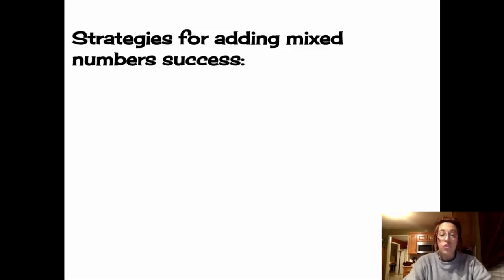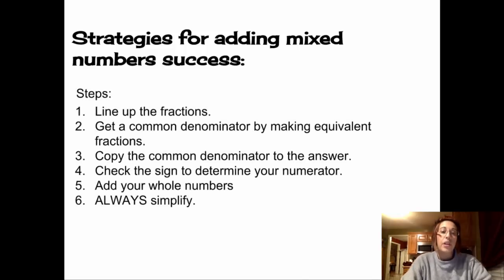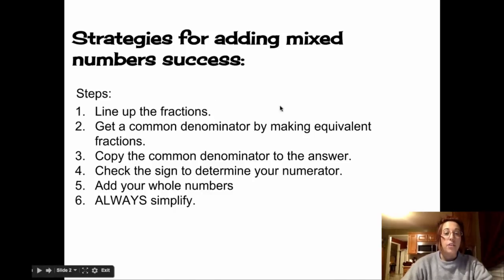Please make sure that these are jotted down in your notes so that you can refer to them later. So your steps, you're going to line up the fractions vertically, just like we've done with every other operation with fractions. You're going to get a common denominator by making equivalent fractions. Copy the denominator down to the answer. Check the sign to determine your numerator. And then you're going to add your whole numbers together and always simplify.